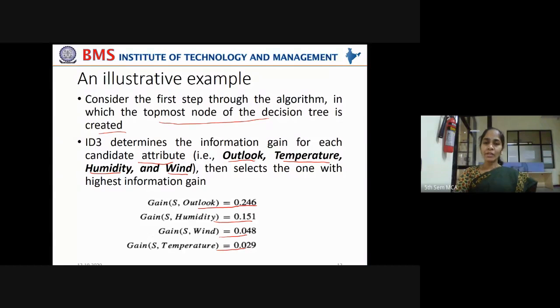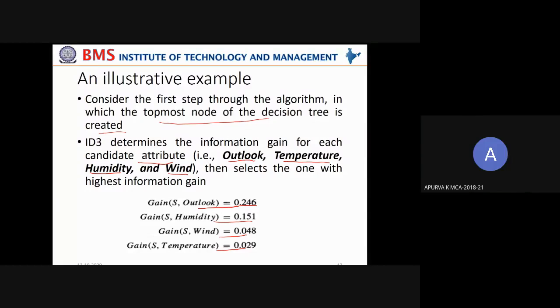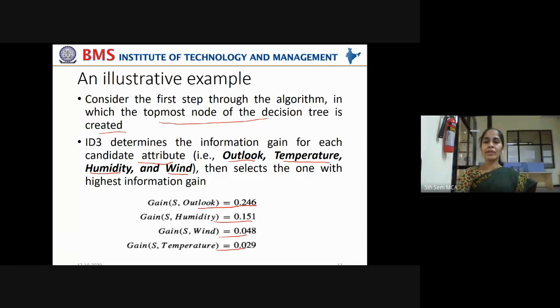Now tell me, among outlook, humidity, wind and temperature, which is having the highest information gain? Outlook. Very good. Outlook is having highest information gain. So outlook will be taken as the root node. Got it? Now, what are the outlook values? Sunny, overcast, meaning the sky is covered with clouds, and rainy, right? These 3 are the values.